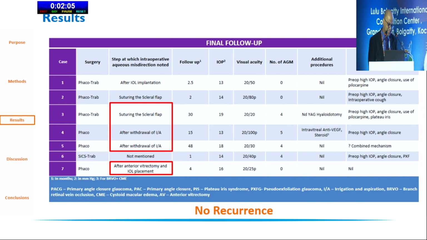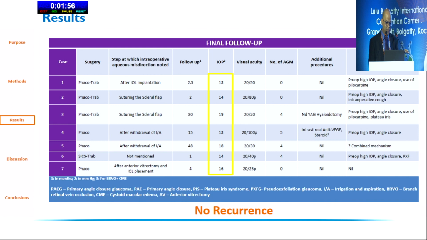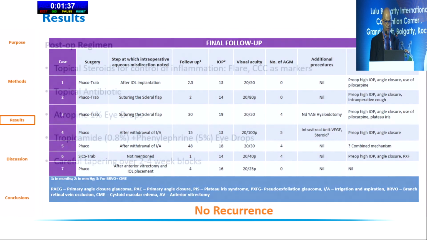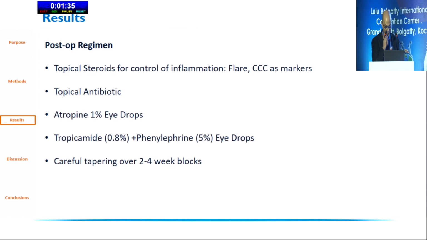Most of these patients had this event occurring when there was hypotony and shallowing of the anterior chamber, which led to further shallowing. The intraocular pressures in these patients at the last follow-up remained controlled, though some of them needed multiple medications. Visual acuity in 2 patients was suboptimal, and 1 patient had a vascular occlusion, and 1 patient underwent Nd:YAG hyalodotomy for fibrin membrane at the site of PI.